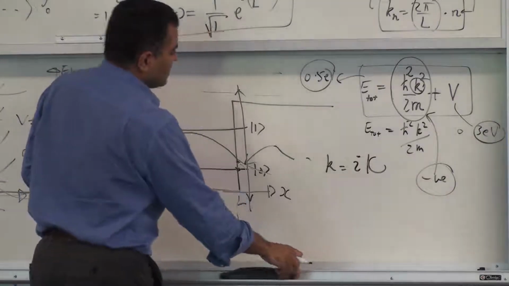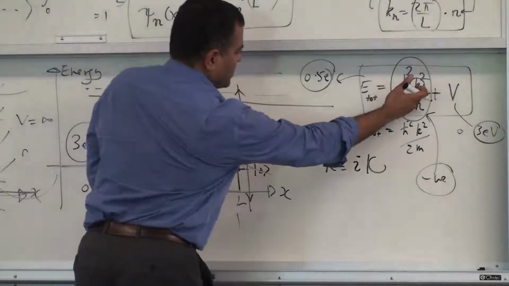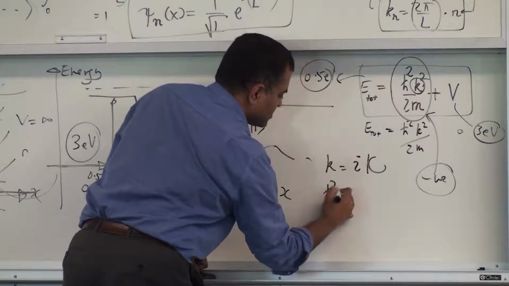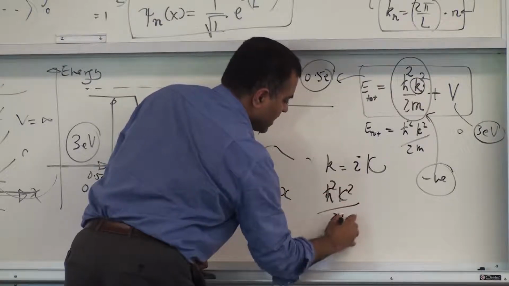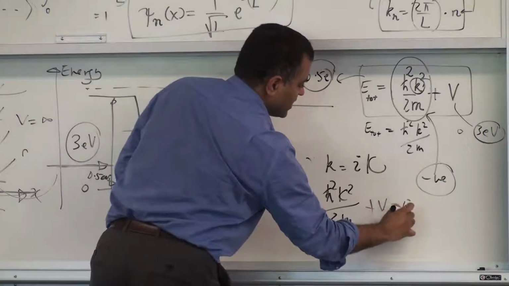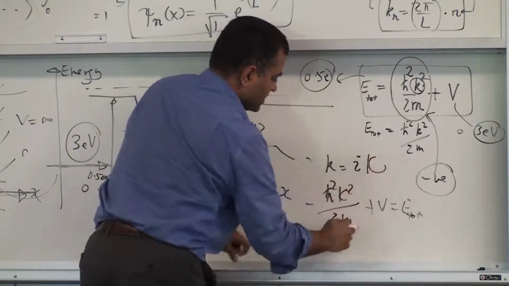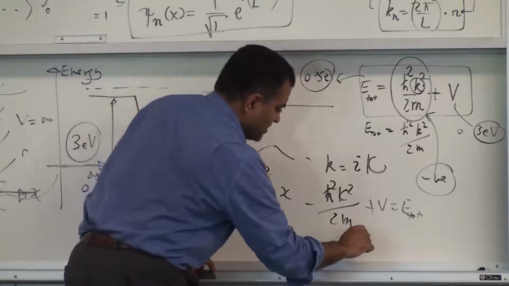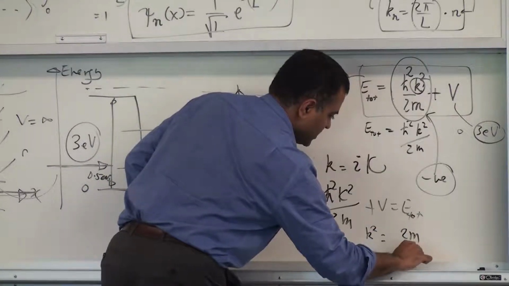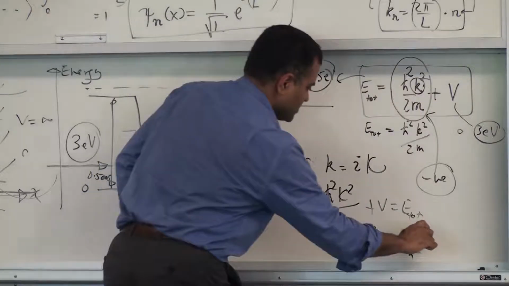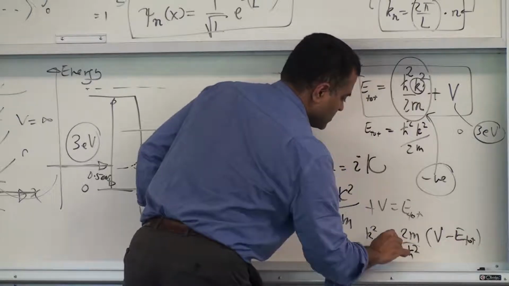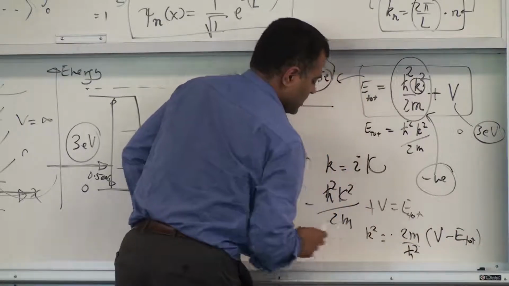And then solve this. And from here, right away, you can find out the order of magnitude of kappa, because what you get is h-bar squared kappa squared over twice the mass, with a negative sign, plus V is equal to the total energy, right? And you can reverse all that and write that kappa squared is 2m over h-bar squared times (V minus E total).